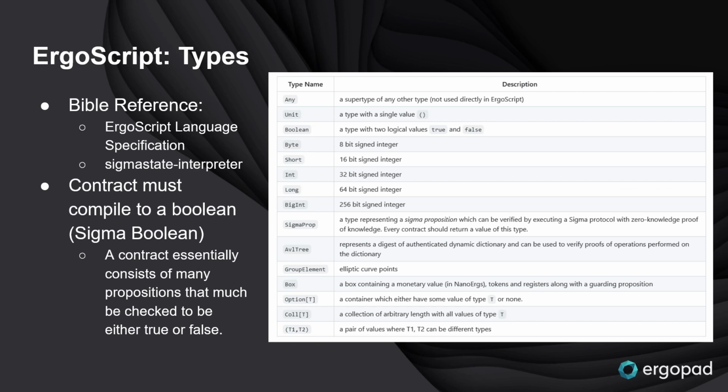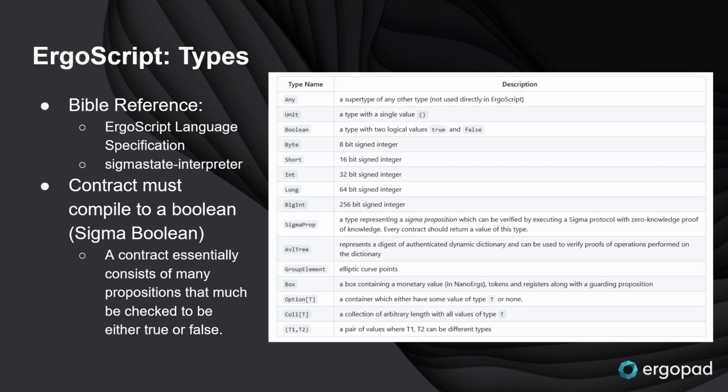So these are the different data types that are available to you in Ergoscript when you're writing your contract. Sort of the Bible reference is the Ergoscript language specification, which is just a markdown document that explains all the different data types, the different classes available to you for the different objects like boxes, and then all of their methods and any other function in Ergoscript that you have access to. It's defined there.